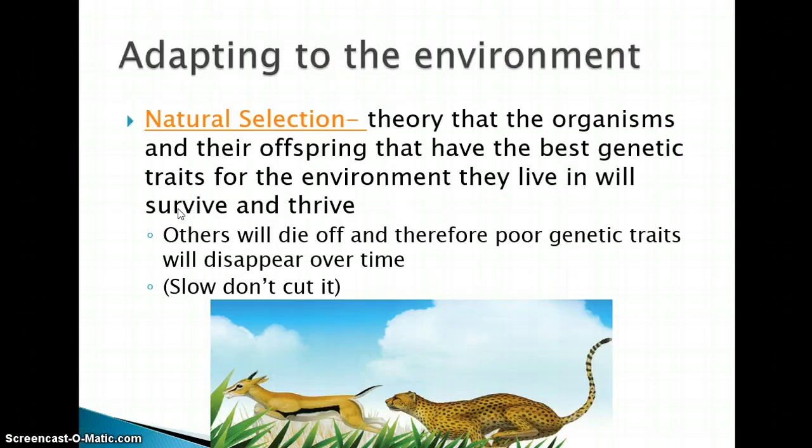Moving on, we talked about natural selection. Natural selection is the theory that organisms and their offspring that have the best genetic traits for the environment they live in will survive and thrive. In other words, if you're a slow antelope, you're not going to survive, so you will not pass on your genes. If you're a fast antelope, you will survive and pass on your fast genes to other antelope. So eventually, the entire species is upgraded by this.